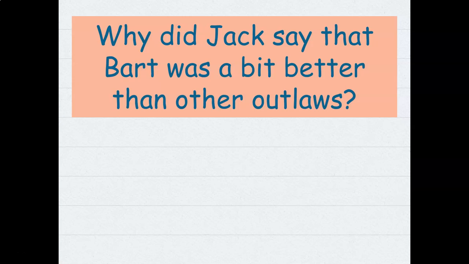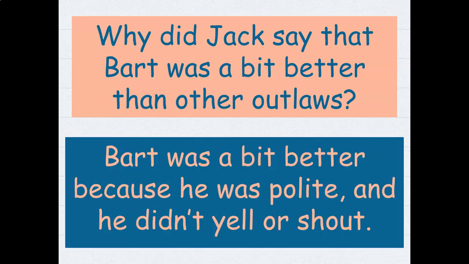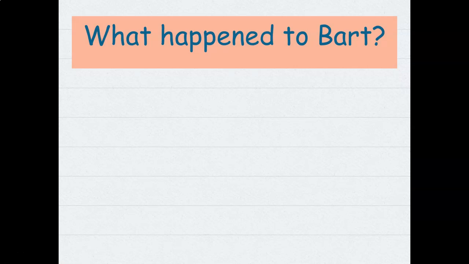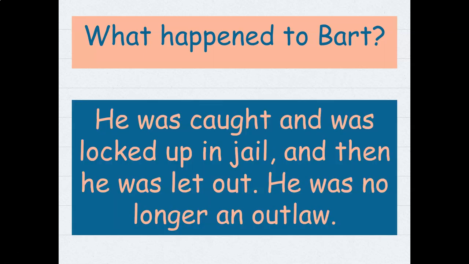Why did Jack say that Bart was a bit better than other outlaws? Bart was a bit better because he was polite and he didn't yell or shout. What happened to Bart? He was caught and was locked up in jail. And then when he was let out, he was no longer an outlaw.